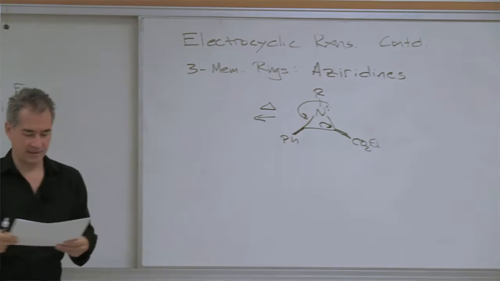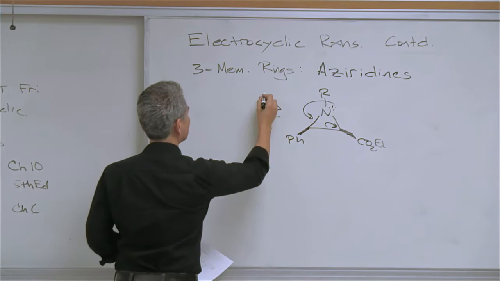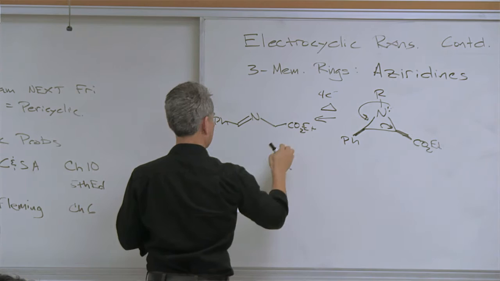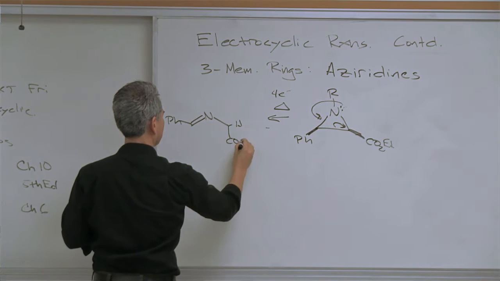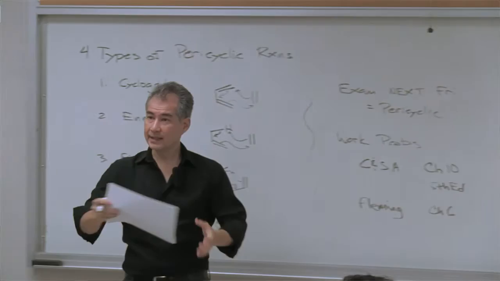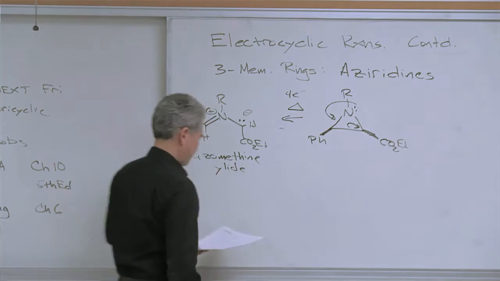So I've got two arrows. There's four electrons in the transition state, two electrons per arrow. So if it's four electrons, is that conrotatory or disrotatory? It's conrotatory. And so you get this ylidic structure. This is called an azomethine ylide. And azomethine ylides can do 3 plus 2 cycloaddition reactions.